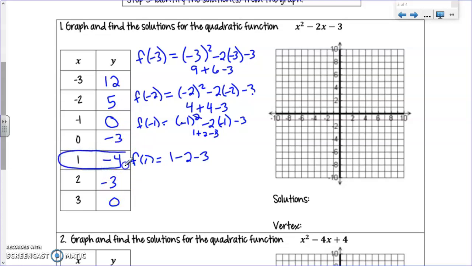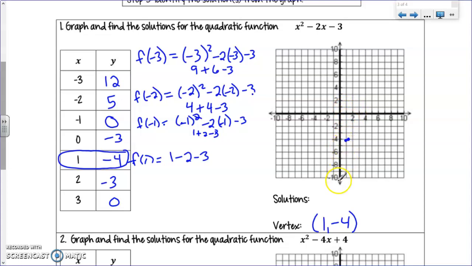Okay, so this is my vertex. Does everybody see? Because there's a -3, -3, and then a 0, 0. Does that make sense? -3, -3, 0, 0. Good? All right, so the vertex is at 1, -4. Okay, so we're going to go over to 1. We're going to go down to 4. We're going to put a little dot.